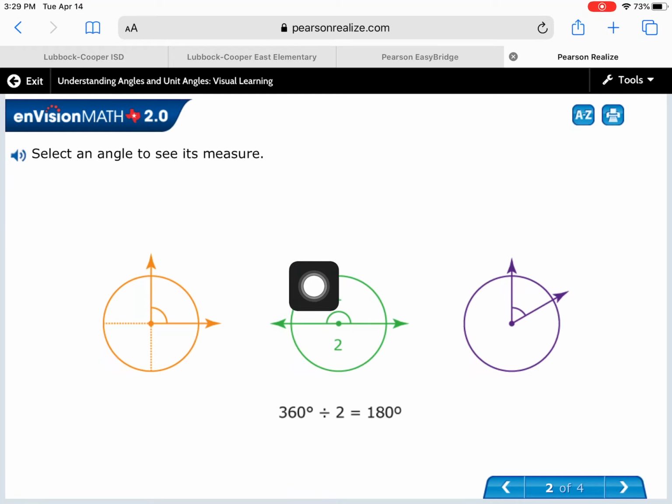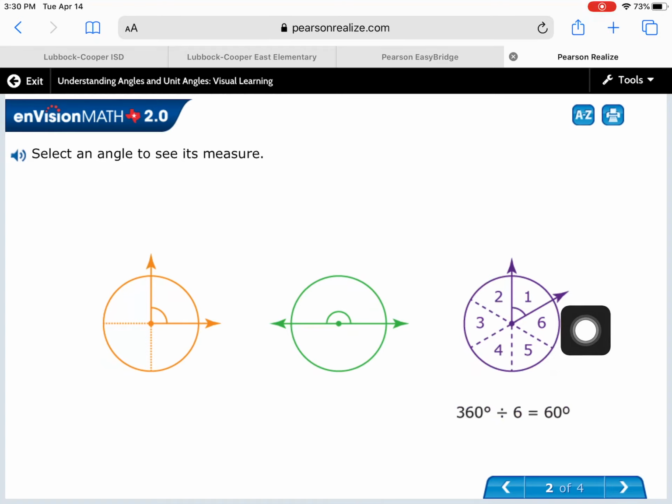Okay, in this one, we're going to take that 360 degrees and divide it in half. So we're going to divide it into 2 parts. 360 divided by 2 is 180. So there's 180 degrees here and 180 degrees here. And if you look at it, you are looking at a straight line. Remember, Miss Burnett always said that if you made a 180-degree angle, you made a straight line because you've cut a circle straight in half with a straight line.